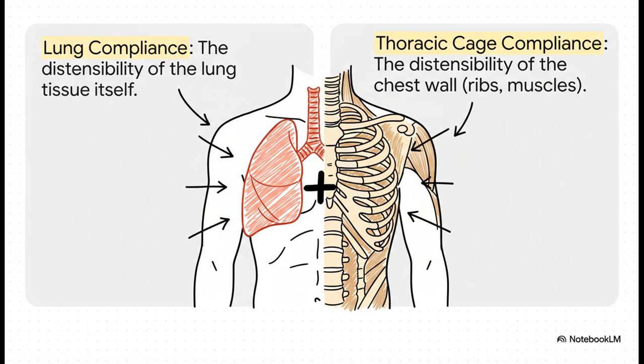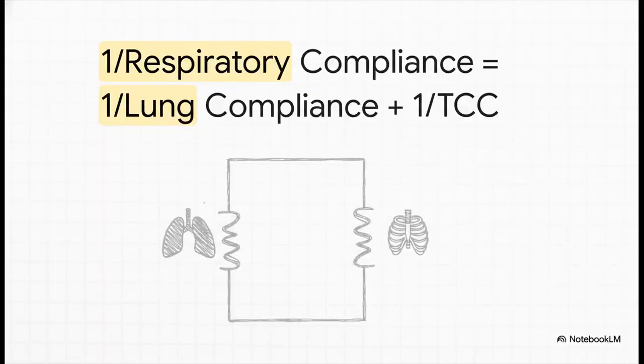Now here's a crucial point. The stiffness we feel isn't just about the lungs themselves. We're actually dealing with two separate things, the stretchiness of the lung tissue and the stretchiness of the thoracic cage, the ribs and muscles. Both of these play a part in the total picture. And this formula shows you exactly how they're connected. It's a reciprocal relationship, which means the total compliance is always going to be less than either one of its parts. If it helps, you can think of it kind of like resistances in a parallel circuit.